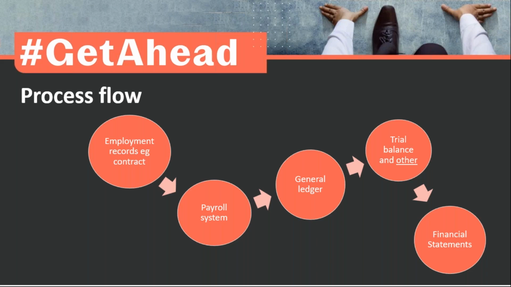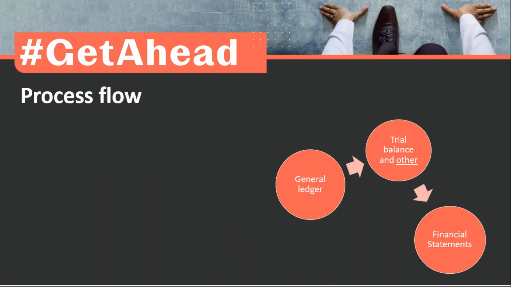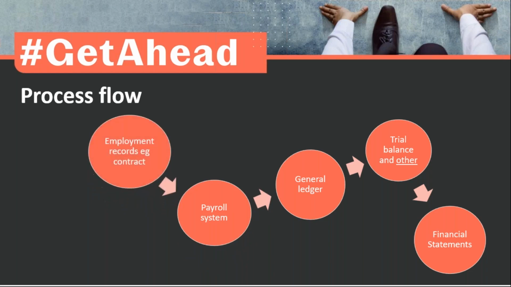We can call it a parallel system, where everything that happens in terms of payroll goes into the system where you have the employment records. For example, the contract with an employee, leave records, and the bonus payment get processed into the payroll system, which then gets journaled into the general ledger. Now, I've been talking about employee costs, but that's fine.